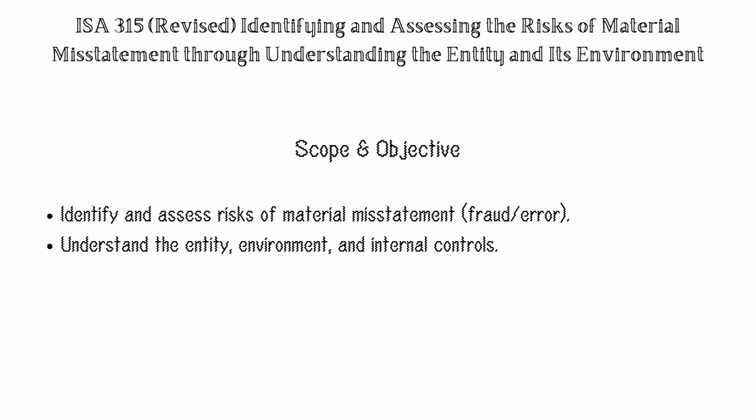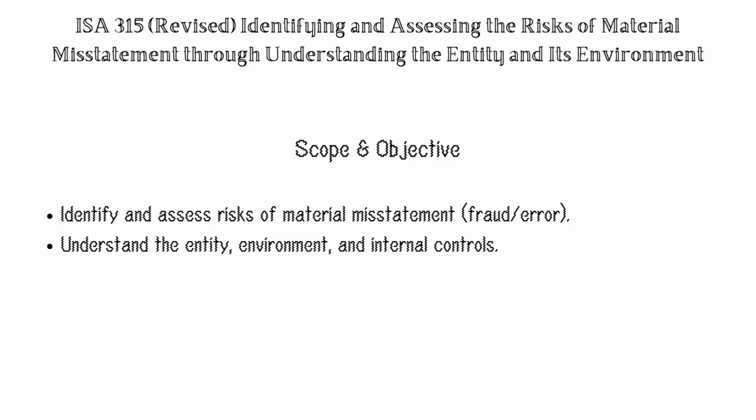ISA 315 deals with the auditor's responsibility to identify and assess risk of material misstatement in the financial statements. These risks could arise due to fraud or error, and they can exist both at the overall financial statement level and at the assertion level. That is, for specific classes of transactions, account balances, and disclosures. The standard applies to all audits, regardless of the size or type of the entity.